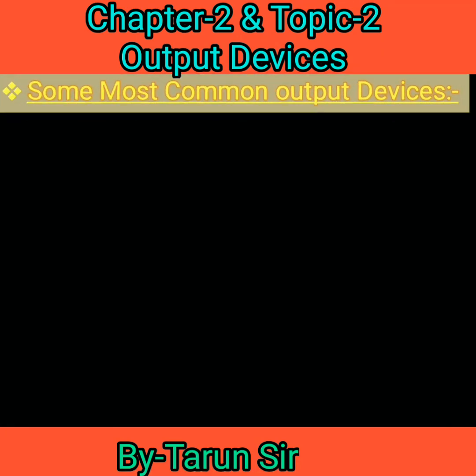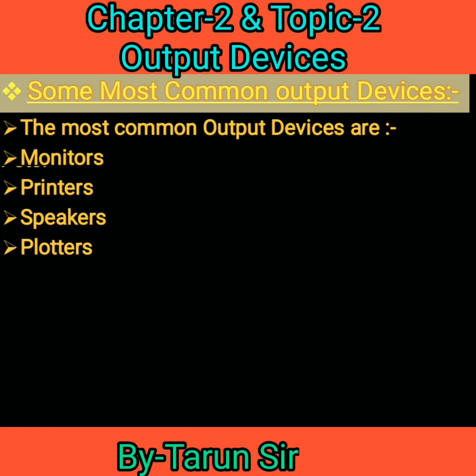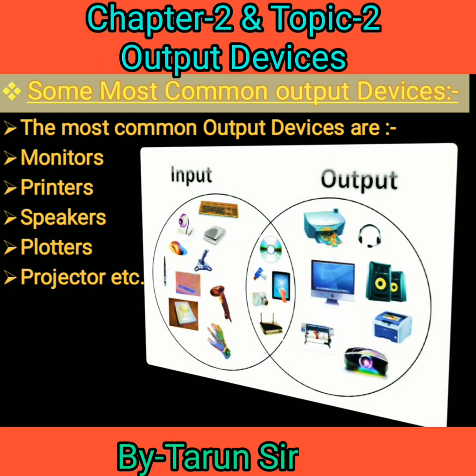Some most common output devices are: first, monitor; second, printer; and speakers; and next, plotters, projectors, and others. You see the different types of input devices, output devices and peripheral devices in this diagram.